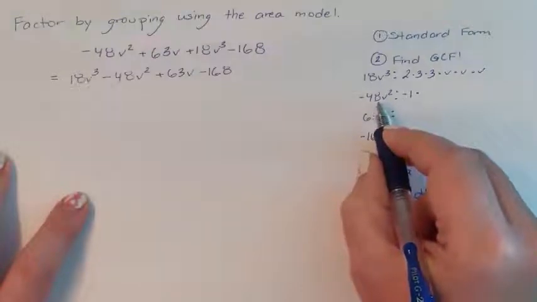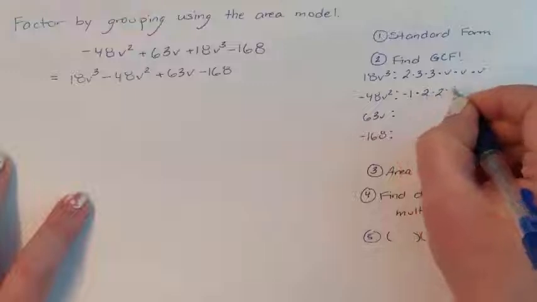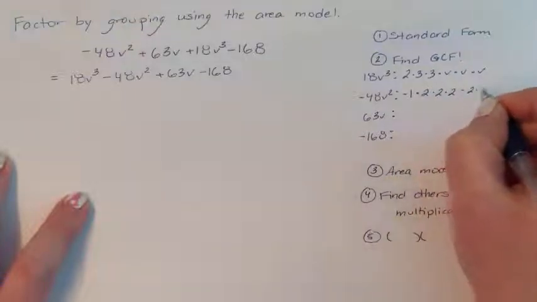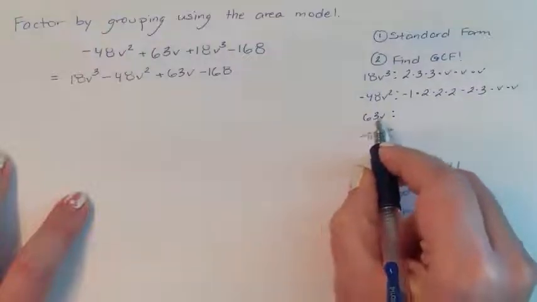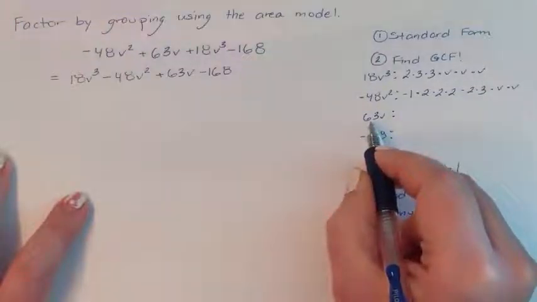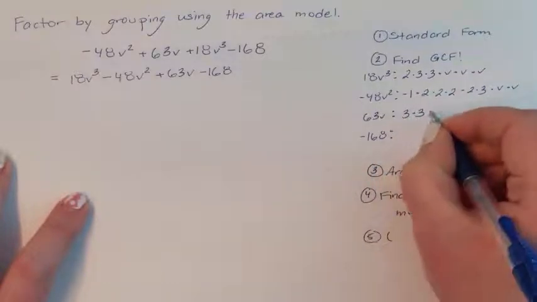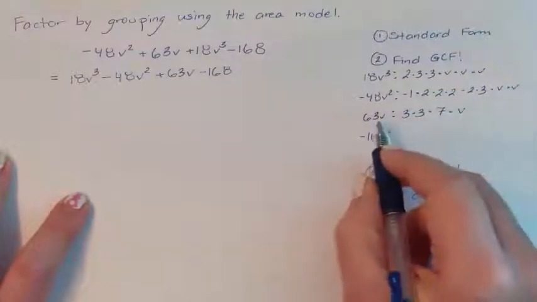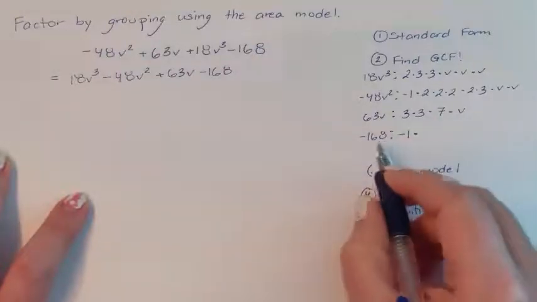48 is 6 times 8, but neither are prime, so I have to prime them. So here is my 8, and then 2 and a 3 for my 6, and v squared is v times v. 63 is 9 times 7. 9 is not prime, so I need to prime the 9. So here is my 9, and then here is my 7, and it had a v on it. The only way to have a negative is to have a negative 1.